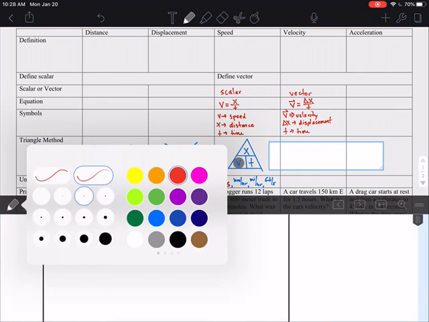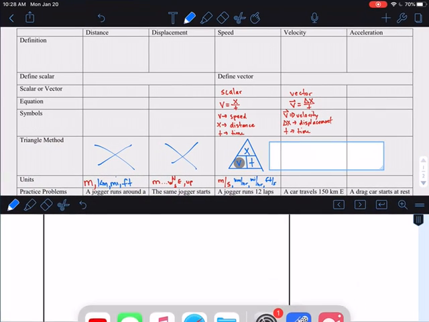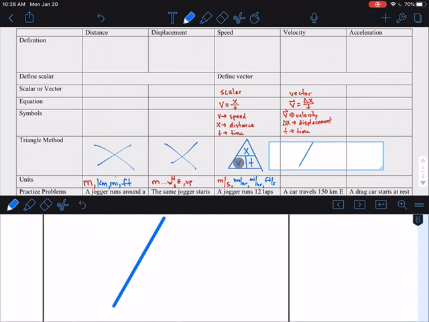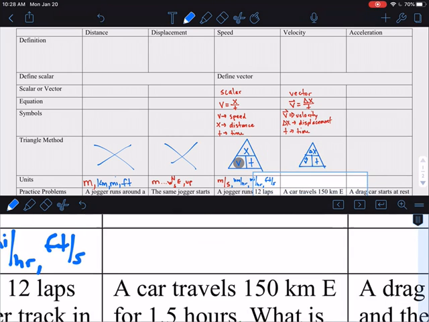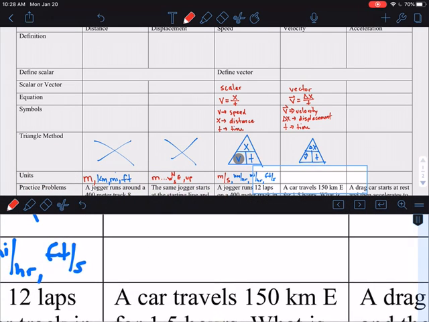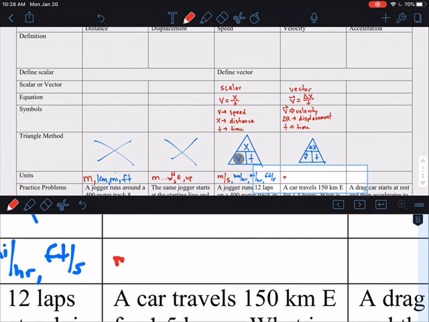The triangle method does not change in this case. The only thing that changes is what symbols we're using. You'll have delta x on top, and velocity and time on the bottom. The only difference between speed and velocity is that velocity has direction. So it's still meters per second, but then we need a direction. It could be up, down, left, right, north, or it could be meters per second east, and so on.